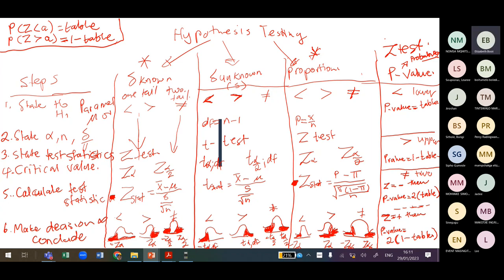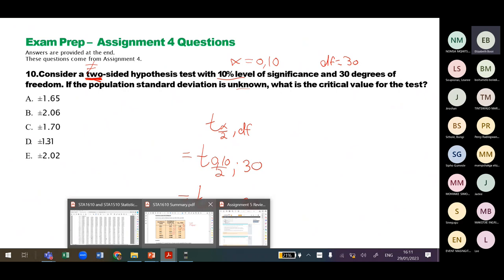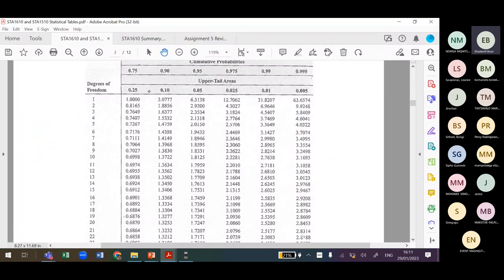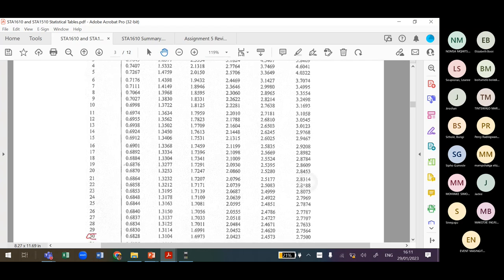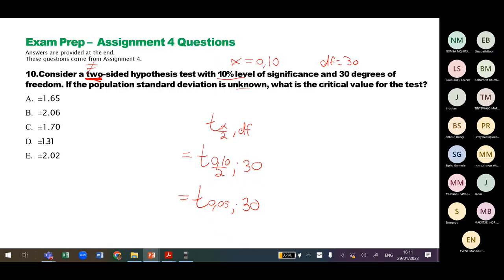Okay, so we know that we're going to use the t table, right? So we go to the t table, critical values of t, and we're looking for 0.05 at the top, and the degrees of freedom of 30. And where they both meet, that is the value we are looking for, which is 1.6973.